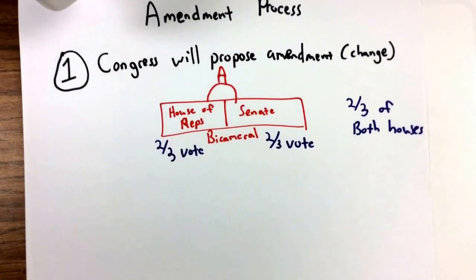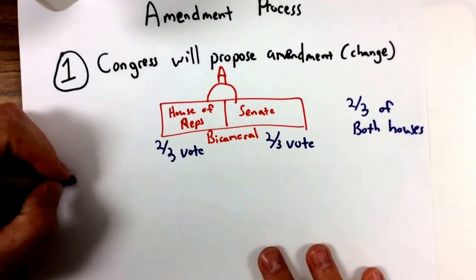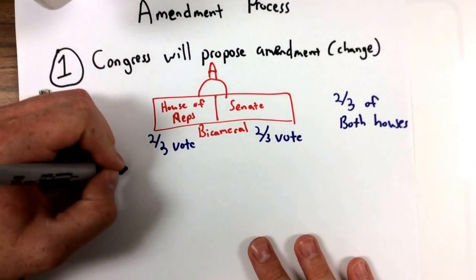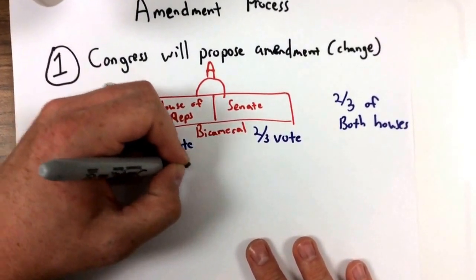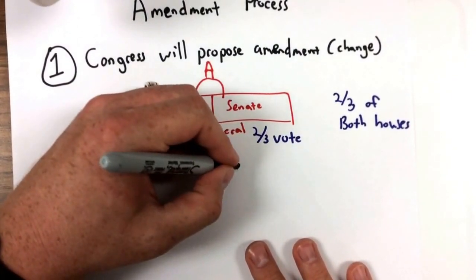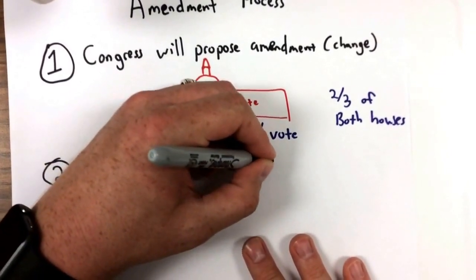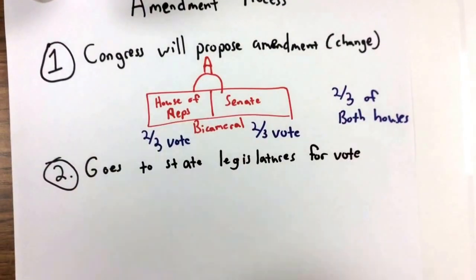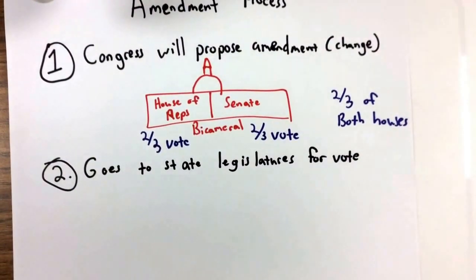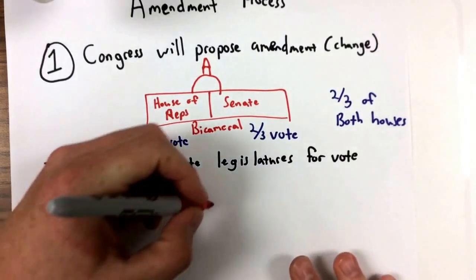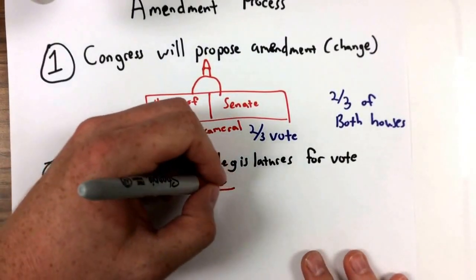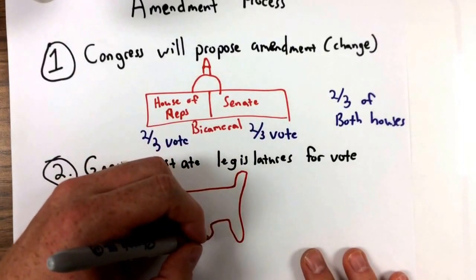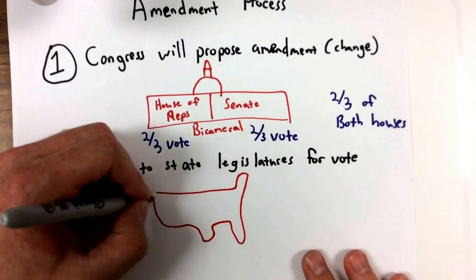Now in step 2, it goes to the states. It goes to state legislatures for a vote. Once it goes to the state legislatures, each one of the states is going to go through and vote. And we're going to draw in our United States here. We've got our Florida and Texas, and come on up.